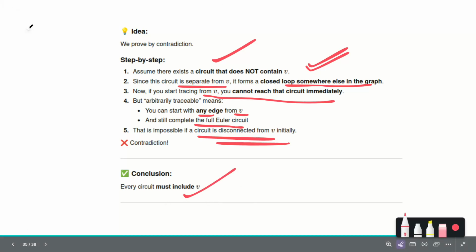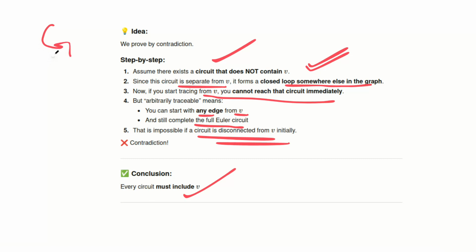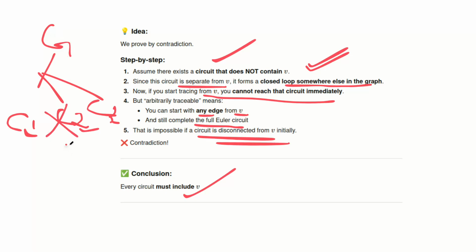So that means first we consider that this G has different circuits, let's say C1, C2, C3 and all. If each of these circuits contains V, then only we can say that this graph is arbitrary traceable from V. Let us say that C2 doesn't contain V, and C1 and C3 do contain V. Now, C2 doesn't contain V means C2 is separate from the other parts. So it forms a closed loop somewhere else in the graph. It is not connected because only C1 and C3 contain V, right?